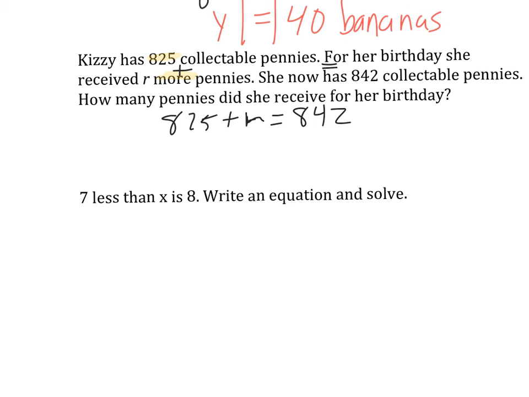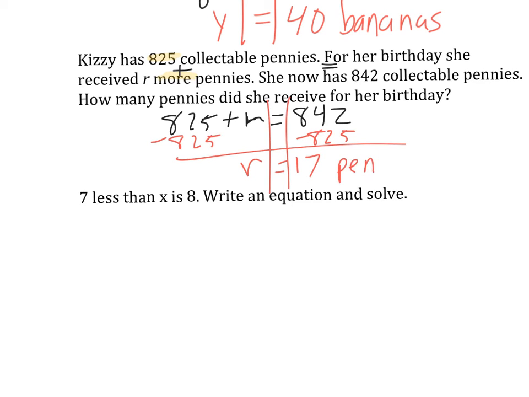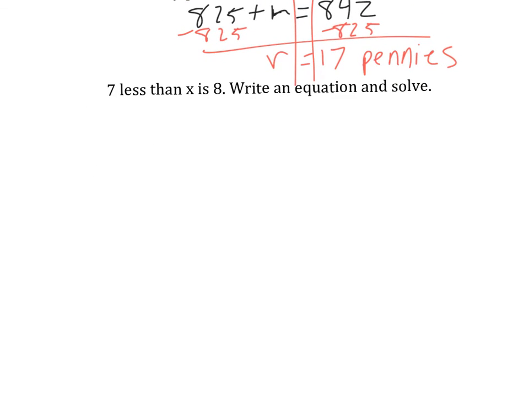So we can finally solve this one. All right, we're going to subtract by 825 on both sides. I'm going to use my calculator for this one. That gives me 17 pennies. That's how many she received for her birthday. And you can always check your answer to make sure that makes sense.